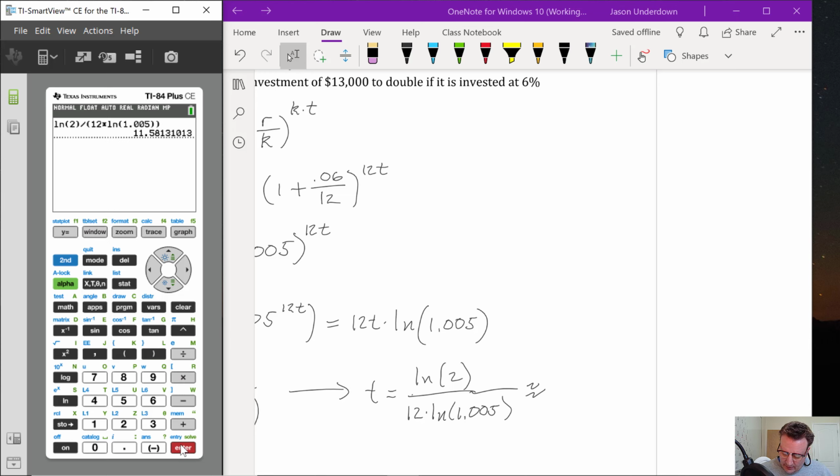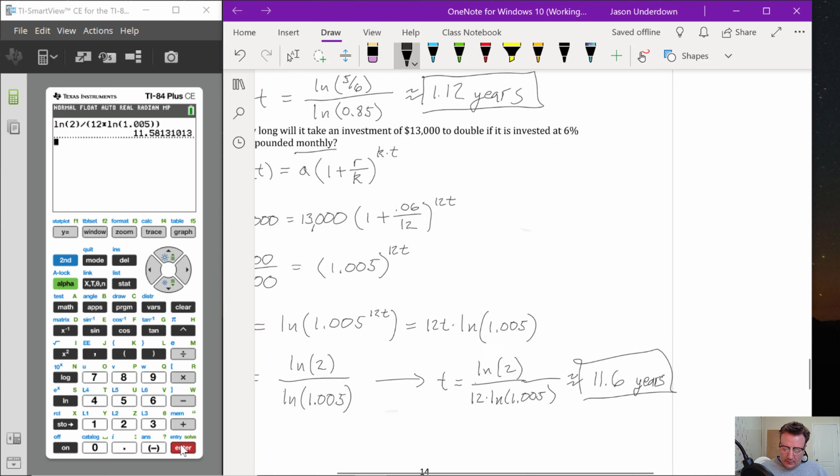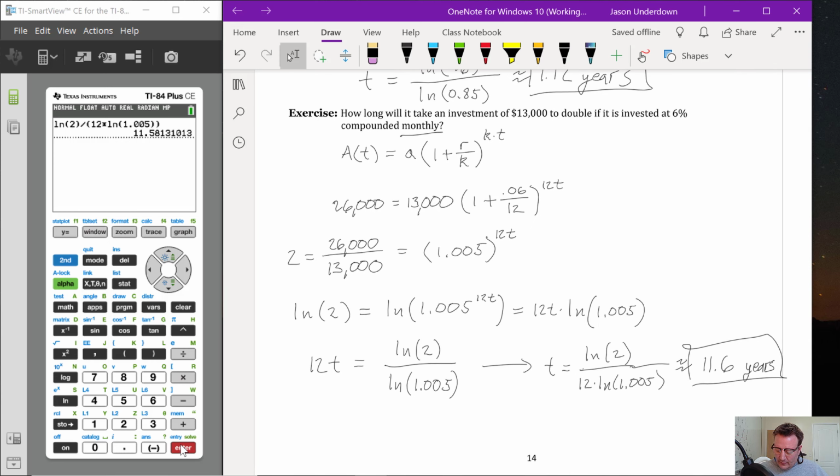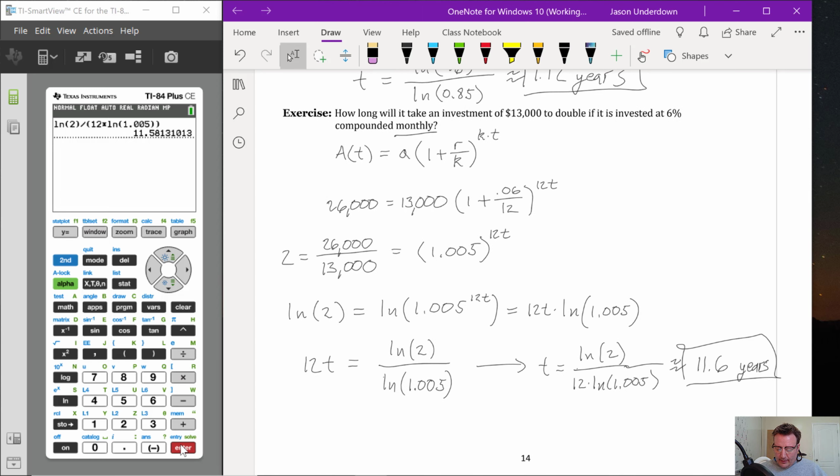Enter. So we get about 11.6 years. We always measure time in years in financial calculations. Okay. So at 6% interest compounded monthly, it will take your money 11.6 years to double. Okay. Here's an interesting thing too.